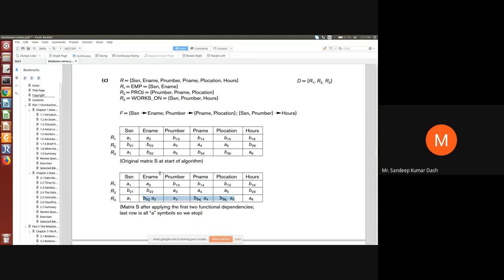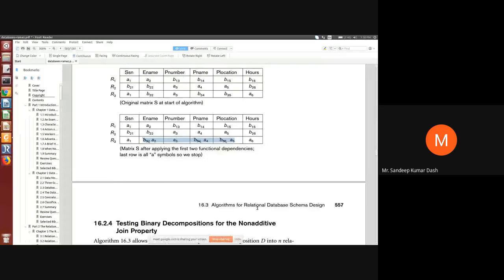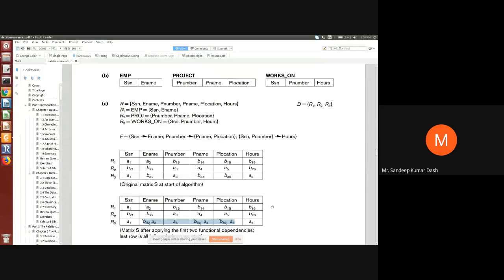So this R1, R2, R3 when combined, you will get a non-additive join. That means the introduction of spurious tuples will not be there. There will be no additional tuples inserted when you do a natural join on R1, R2 and R3. Fine. This was your algorithm for testing whether your divisions are proper or not. It is having any additive join or not.